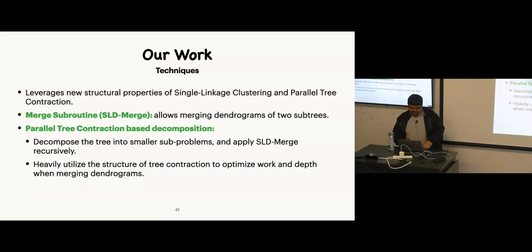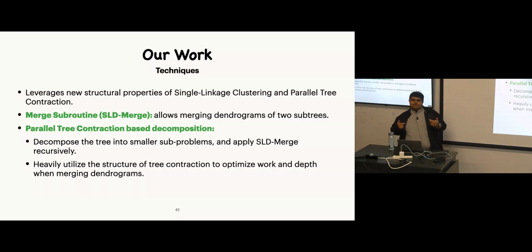But yeah, now I'll give a brief overview of the techniques in our paper. The most important ingredient of our algorithms is this merge subroutine, which we call SLD merge, which basically gives an efficient way to merge the dendrograms of two subtrees under certain assumptions. And I'll talk about that in a minute.